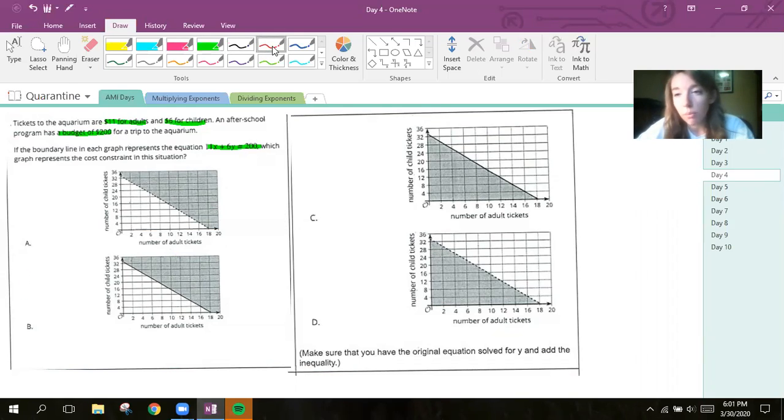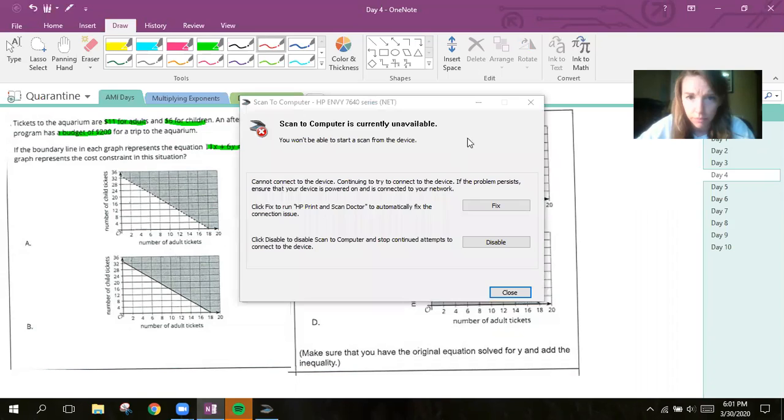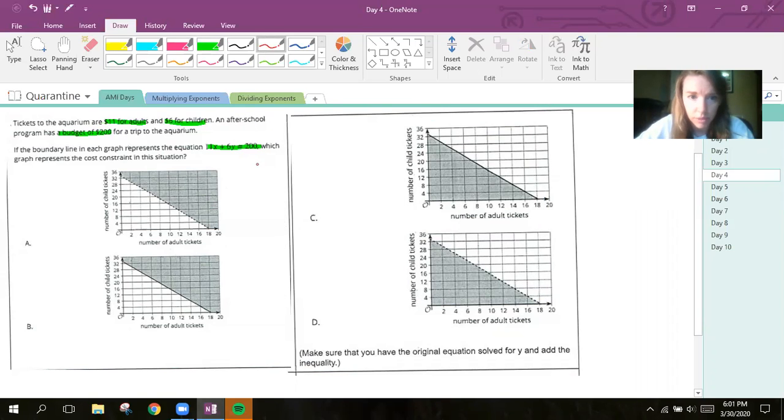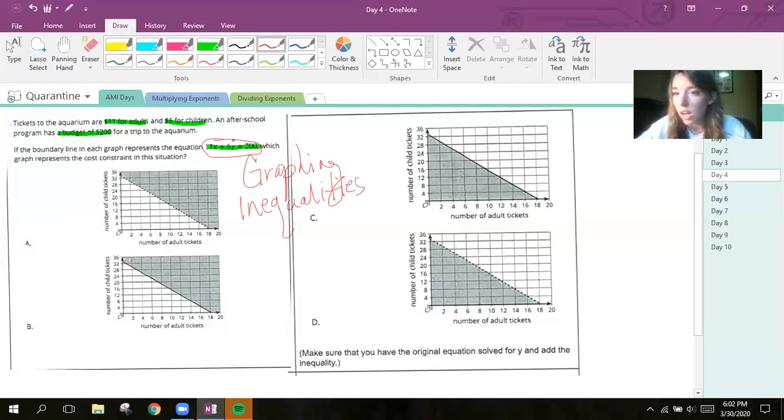So if you remember back, this is what we worked on right before Christmas break. This is graphing inequalities. Okay, so we have this equation right here, which is going to be really important for us to use, because we're trying to match which one of these graphs goes with that equation.